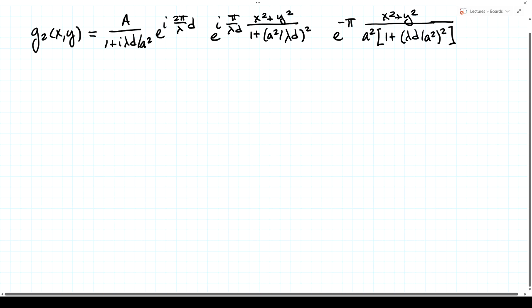Now let's look at another limit. We're going to call this the far field limit. And we've got these terms, lambda d over a squared or a squared over lambda d. We're going to define the far field limit to be lambda d over a squared goes to infinity. So a squared and lambda would be fixed, and then this would mean that d is going to infinity. But specifically, it'll allow us to say, in this term here, this thing is going to infinity. This is 1 over that, so that's going to 0, and so on.